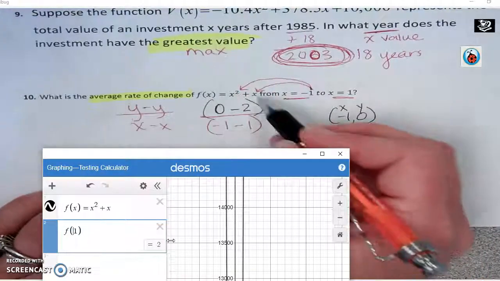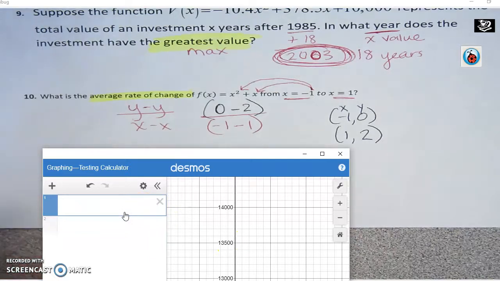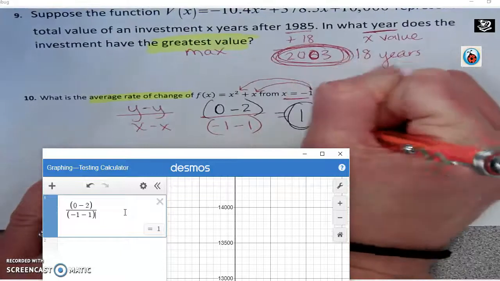And now I'm going to do one more step. I'm going to type that into Desmos. So parentheses, 0 minus 2 divided by -1 minus 1. And I get 1. My answer is 1.